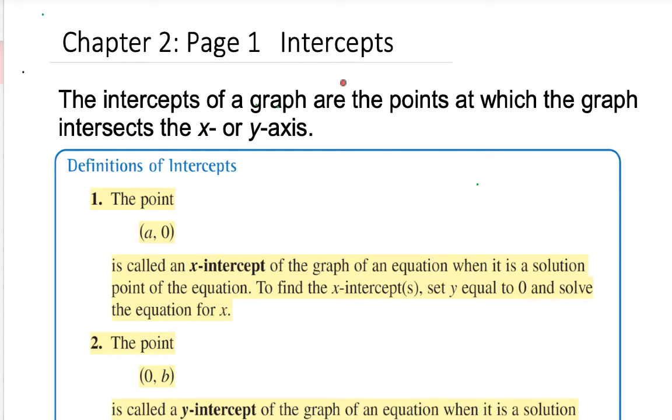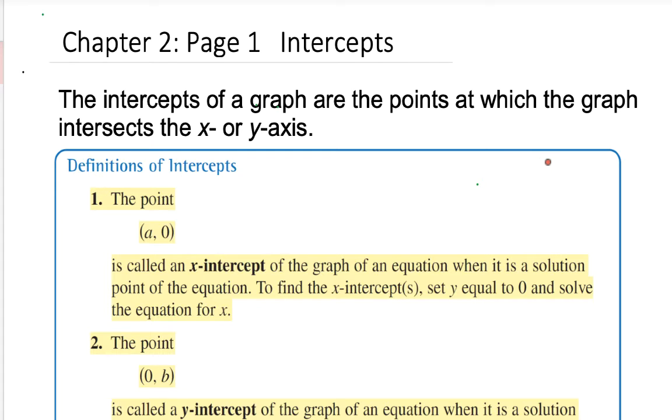There are two kinds of intercepts, the x and the y intercepts. Now, the point (a, 0) is called the x-intercept of the graph of an equation when it is a solution point of that equation. To find the x-intercept, we set y equal to 0 and solve the equation for x.